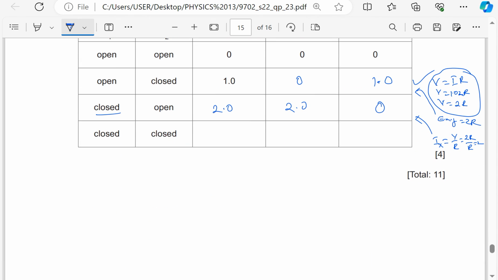In the third part, both of them are closed. So remember, V is the total V, which is the EMF, is equal to R.